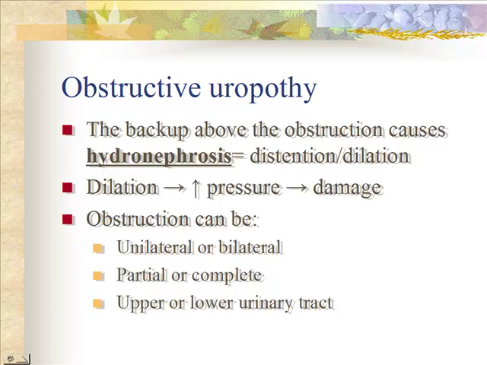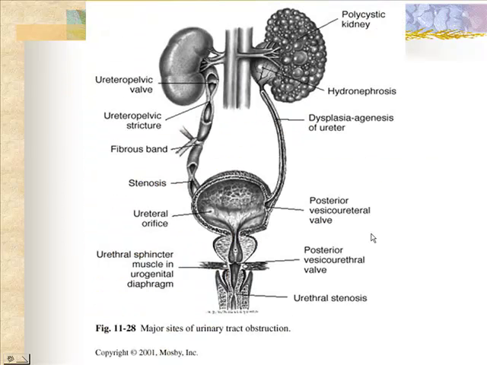Now, obstructions, they can be one side, both sides, complete, partial, upper, lower, any part of the urinary tract. And this picture shows some of the common areas for them to be. You can see stricture here, a band from some scar tissue from something else that's pinched it off there, and here's some stenosis. Can be down in your urethra, and then you've got here's a big hydronephrosis area, and we've developed polycystic kidney. See all these little cysts as it's backing up because it can't get down past these. The pressure builds up back here, and you end up doing this damage.